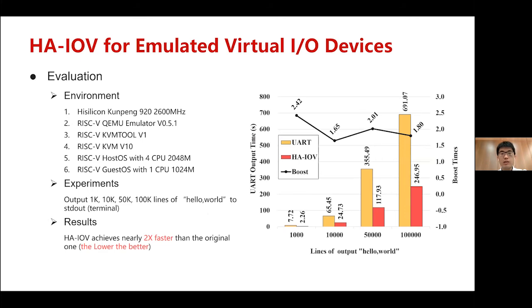To evaluate the performance improvement brought by HA-IOV, we perform our experiments on a RISC-V system, which is running on the HiSilicon Quinpong 920 CPU cores. The host is configured with 4 CPUs and 2 gigabytes of system memory, while the guest is started up with 1 CPU and 1 gigabyte of system memory, which is enough to perform our test. Due to the lack of a standardized UART benchmark, we tested the performance of UART by outputting 1k, 10k, 50k, and 100k lines of hello world to the terminal. As we can see from the right figure, the output speed of HA-IOV-based UART achieves nearly 2 times faster than the original one.